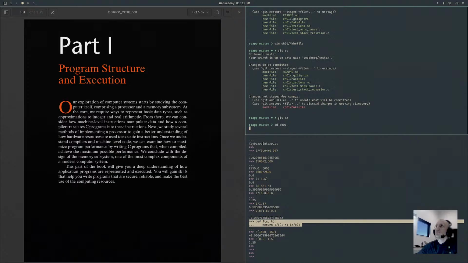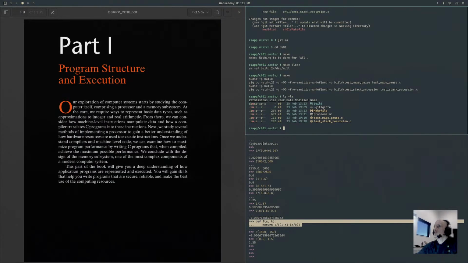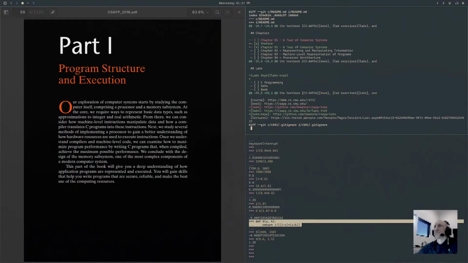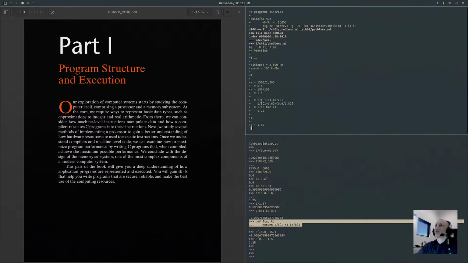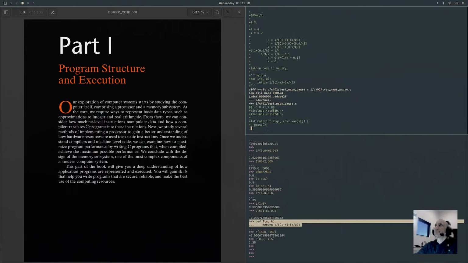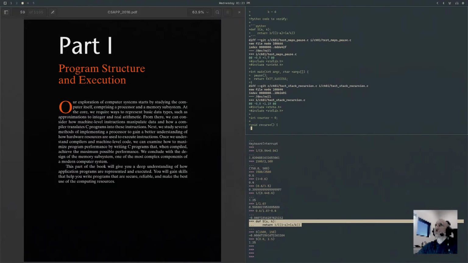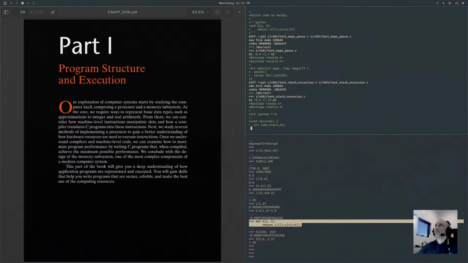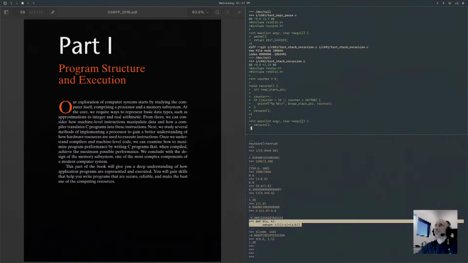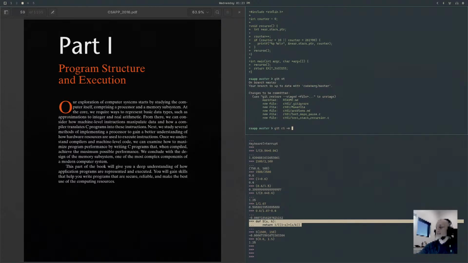cd chapter 01, make clean, make. Okay. Looks good. Okay, let's go back to our makefile. Practice. Yep. Everything's good there. Test maps pause. Okay. Finish chapter 1.